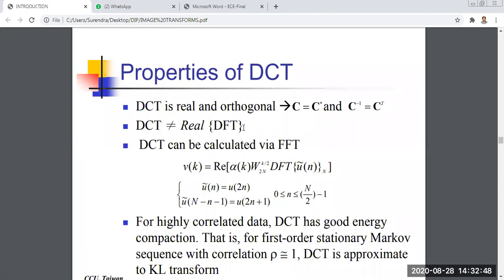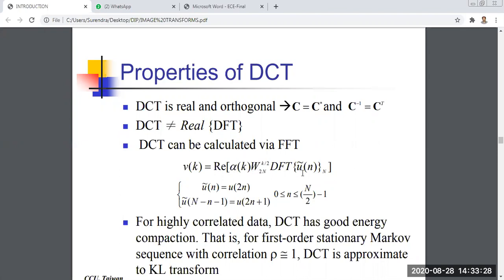If you calculate the discrete Fourier transform, it has real and imaginary parts. In that case, the discrete cosine transform is not equal to the real part of the discrete Fourier transform. The discrete cosine transform can be calculated with the help of the Fourier transform, so we can calculate the discrete Fourier transform by using the fast Fourier transform, FFT. And your V of k, in the frequency domain, is given by the real part of alpha of k into W 2N power k by 2 into the discrete Fourier transform of u complement of n. Here alpha is a constant.